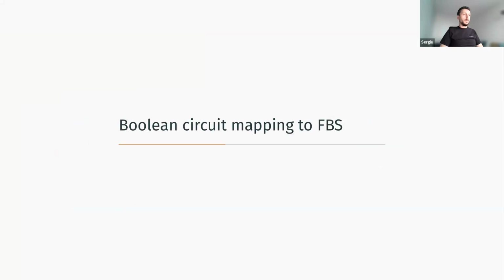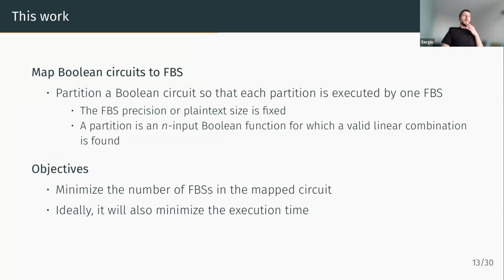So let's go to the Boolean circuit mapping to functional bootstrapping in this work. What we want is to partition an input Boolean circuit, so that each obtained partition can be executed by exactly one functional bootstrapping. As an input parameter, we have the functional bootstrapping precision, or the maximal plaintext space size.